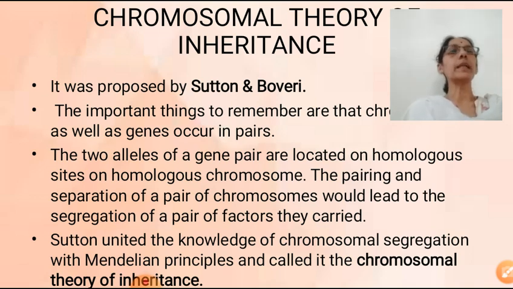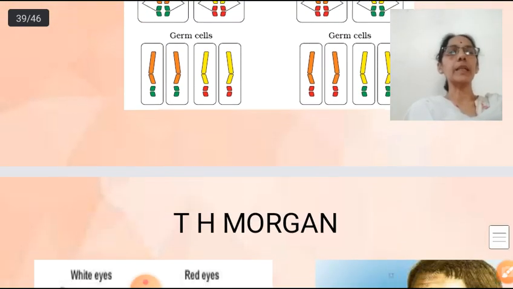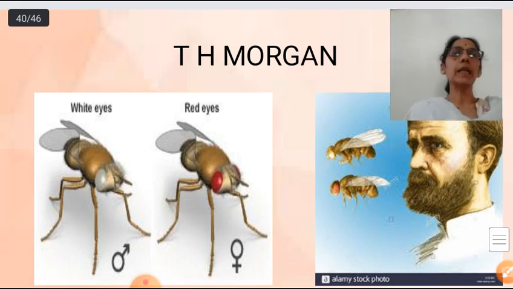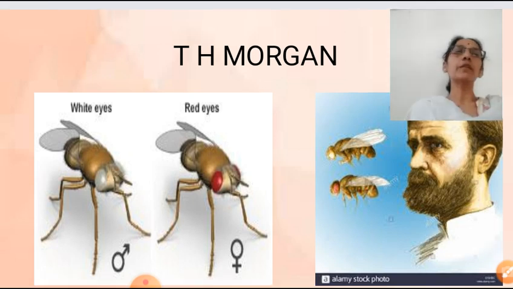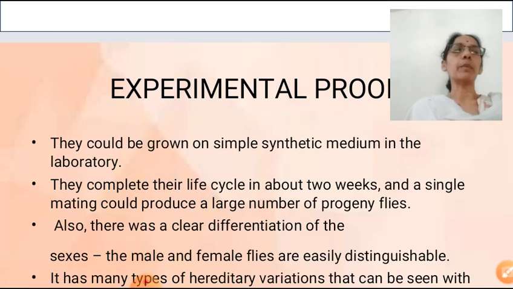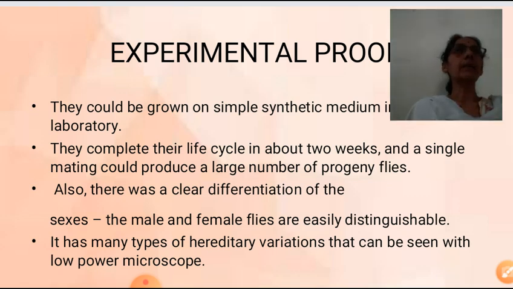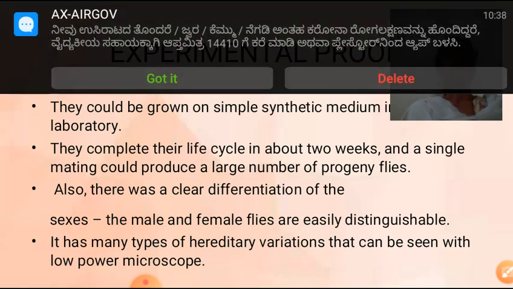For the chromosomal theory of inheritance, experimental proof was given by the scientist T.H. Morgan. The experimental material used by him is the fruit fly, scientific name Drosophila melanogaster. Why did he use this particular organism? One, it can be grown in any type of synthetic medium. Second, it completes its life cycle in about 2 weeks, so we can get the results quickly. In a single mating, it can produce a large number of progenies. Sexes are separated and they have many pairs of contrasting traits.